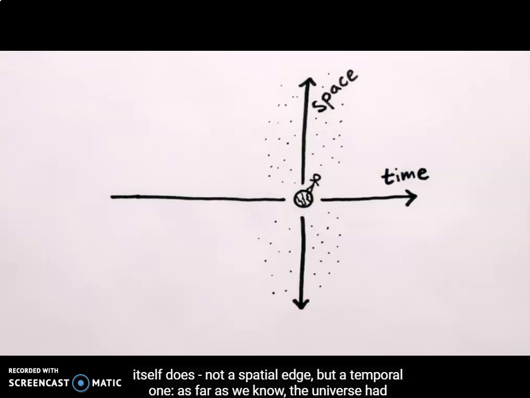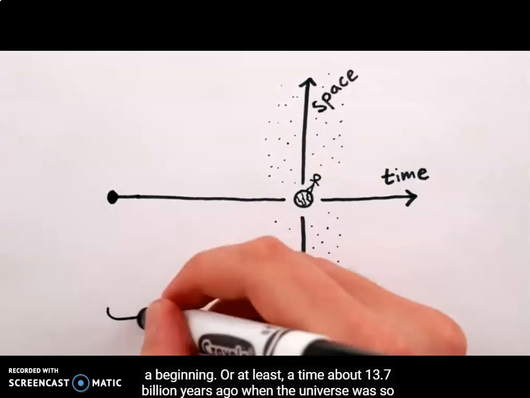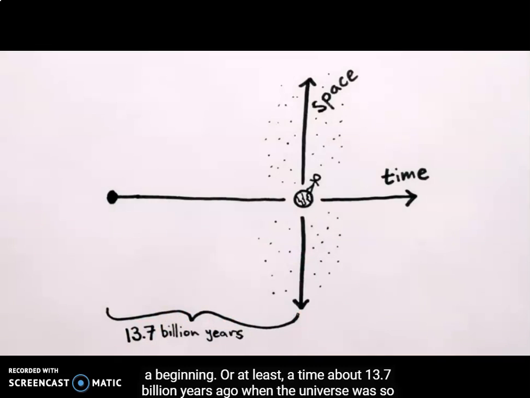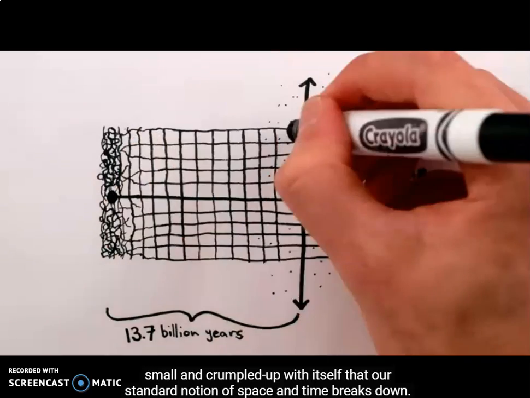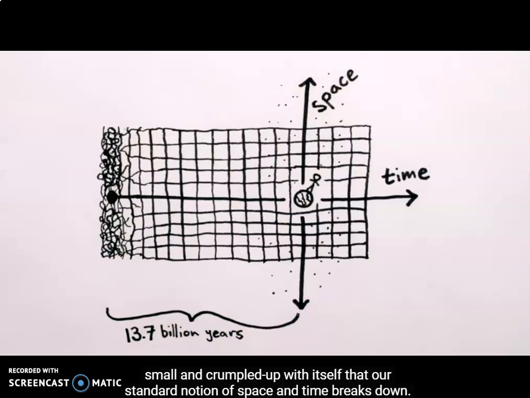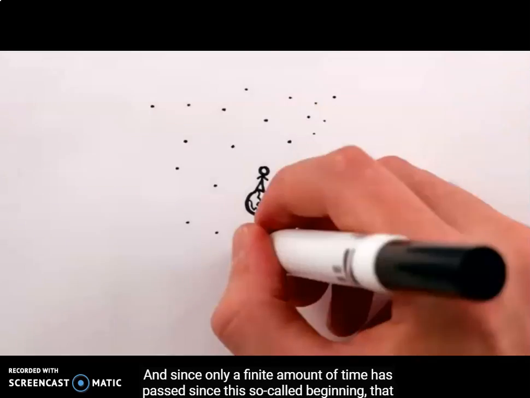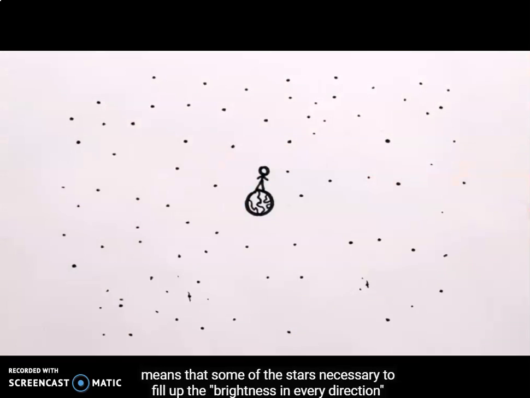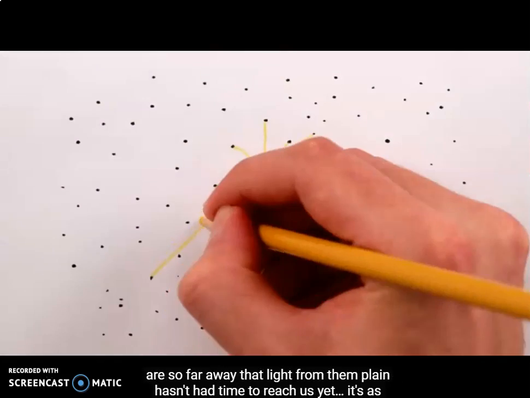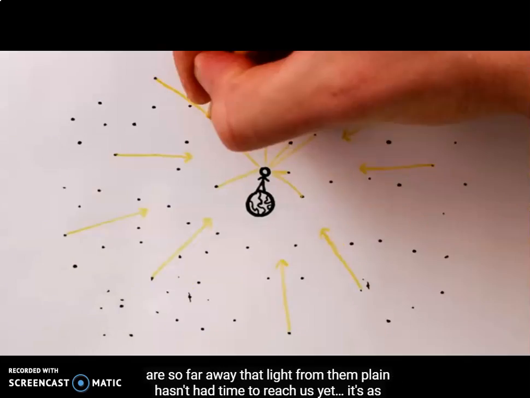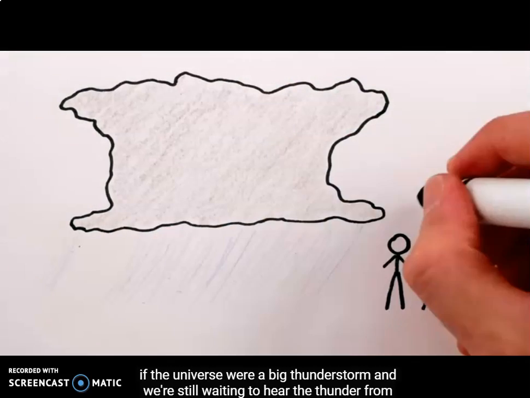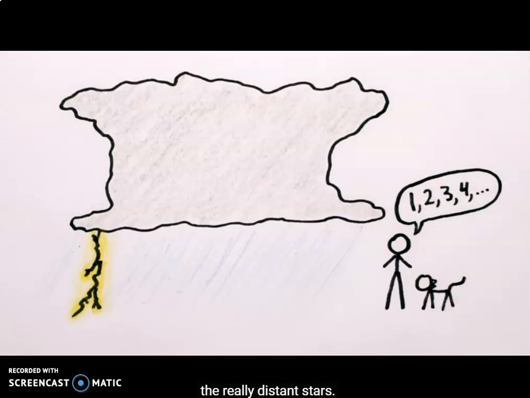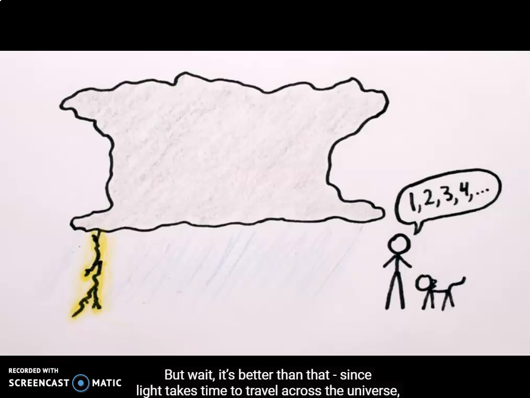As far as we know, the universe had a beginning, or at least a time about 13.7 billion years ago, when the universe was so small and crumpled up in itself, there was no better notion of space and time. And since only a finite amount of time has passed since this so-called beginning, that means that some of the stars necessary to fill up the sky with brightness in every direction are so far away that light from them hasn't had time to reach us yet. It's as if the universe were a big thunderstorm, and we're still waiting to hear the thunder from the very distant stars. But wait, it gets better.